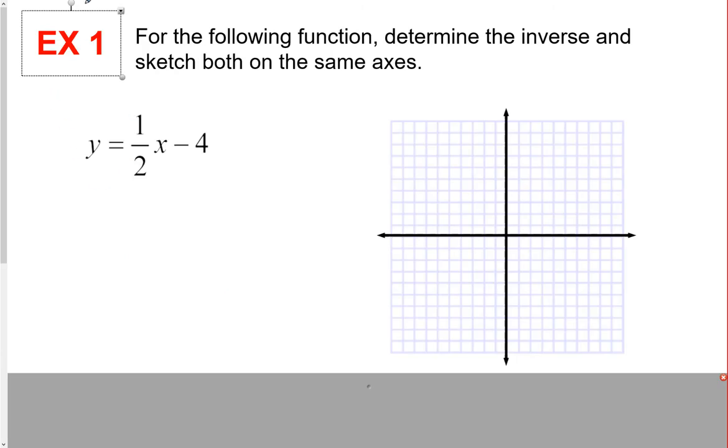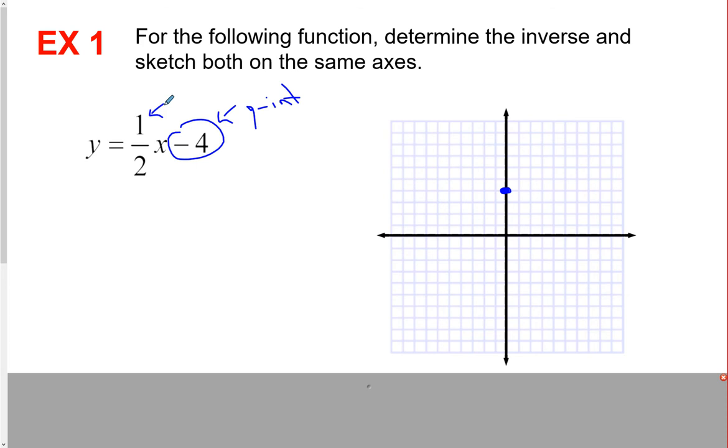So here's my first one. For this function, y equals 1/2 x minus 4, that's a linear function, it's a straight line. Figure out the inverse function and sketch them both. Well, for sketching this one, I can probably sketch the first one without too much trouble, because I remember what I got here. This value is my y-intercept. Right? So that's 1, 2, 3, 4. That's going to be right here.